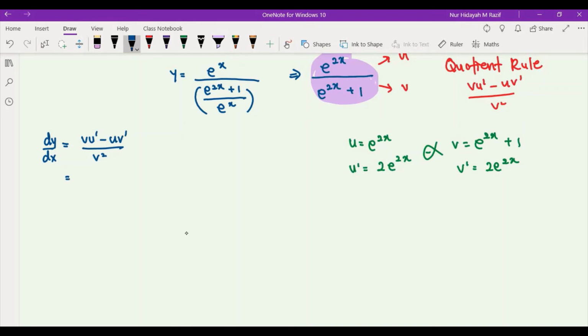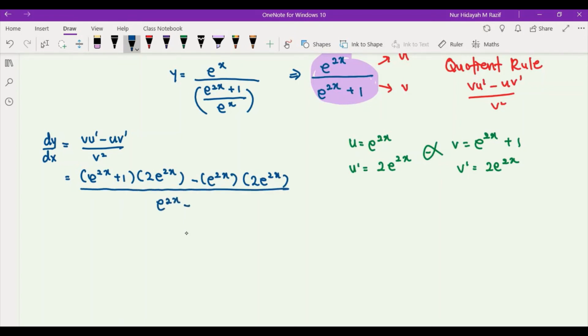Substituting all those terms into the formula will give me e power of 2x plus 1 times 2e power of 2x, and then minus e power of 2x multiplied by 2e power of 2x. Everything will be divided by e power of 2x plus 1 squared. And from there, I can either factorize or expand. I would prefer to factorize that.